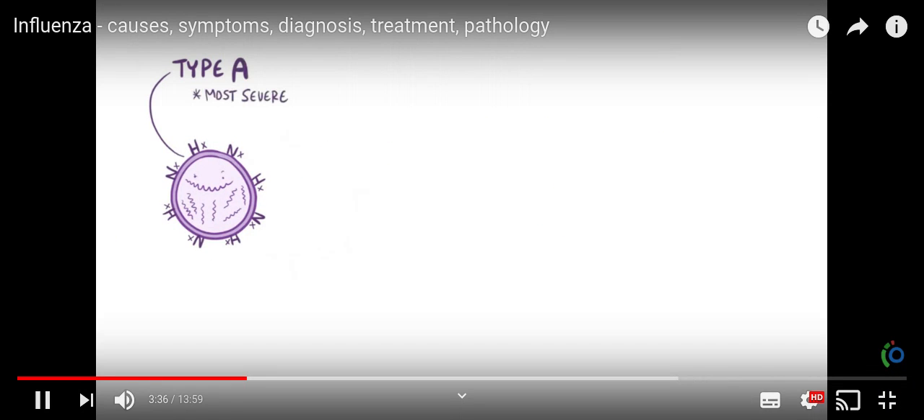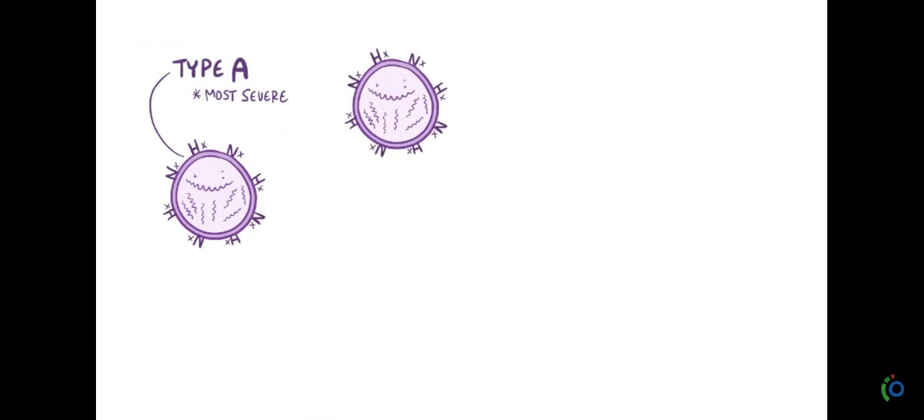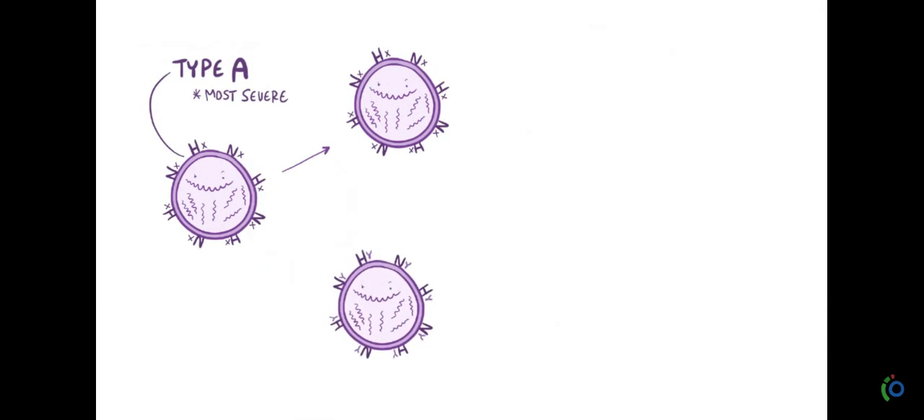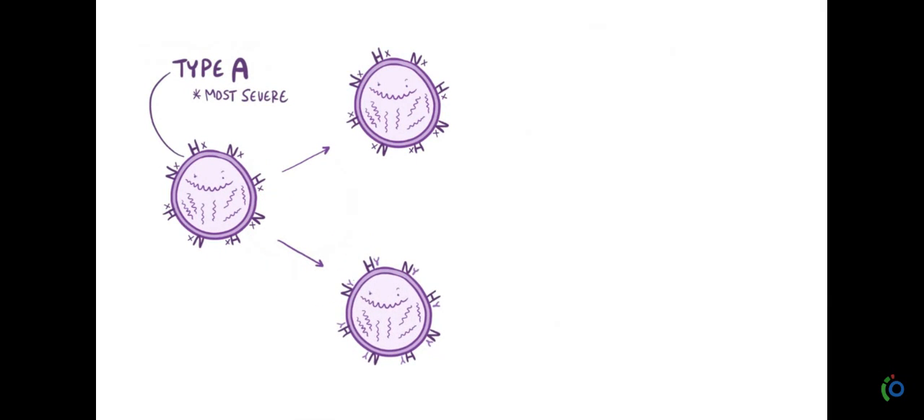Of the 3 types, Type A is the most common and causes the most severe illness. One reason is that the virus has a tendency to mutate its H and N glycoproteins during replication, and this allows daughter viruses to form that are slightly different from one another and from the parent virus.